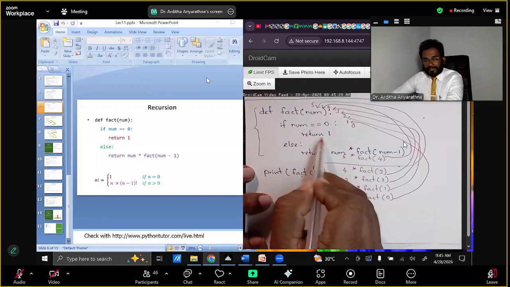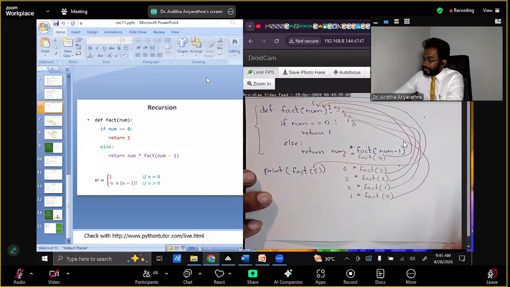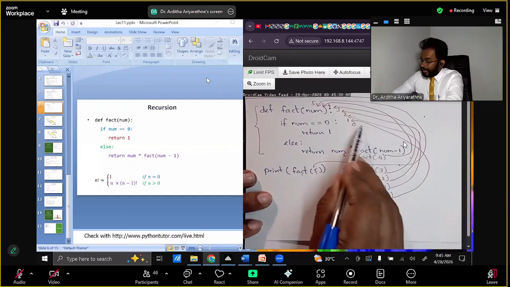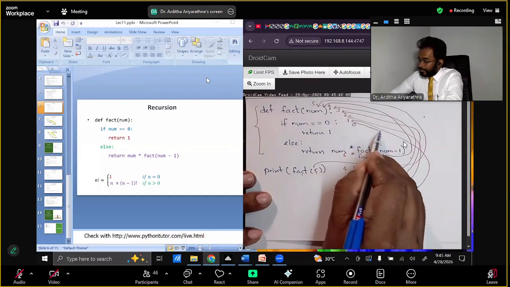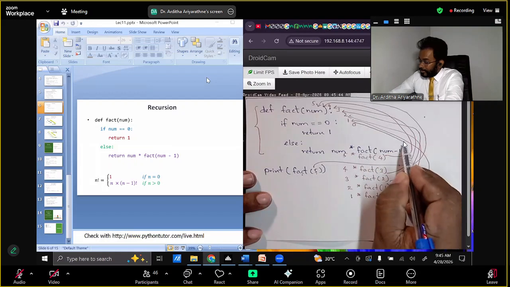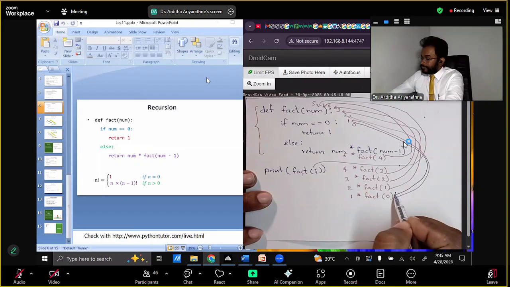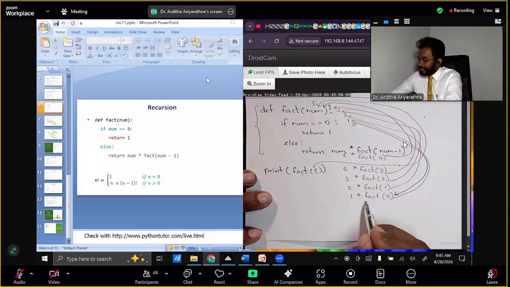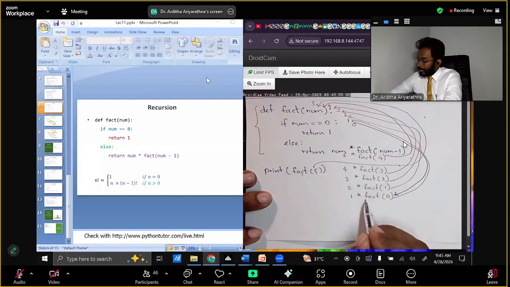We are returning 1. We are returning 1 means I am writing it in blue color, the return part. So this is the last call we had, this one. Through that line we are returning here. Through the same line we are returning to here. Now we got the answer for this. Answer is 1. Now this part is 1.